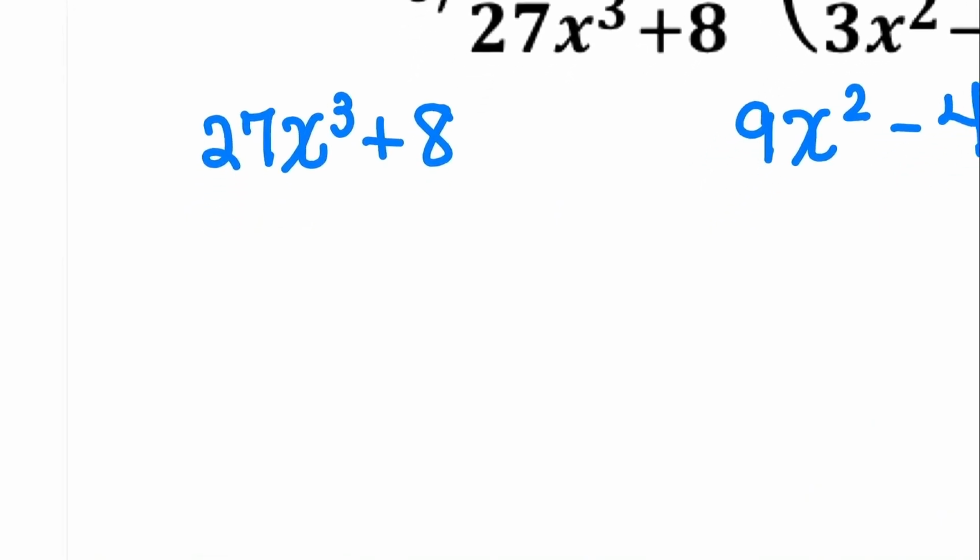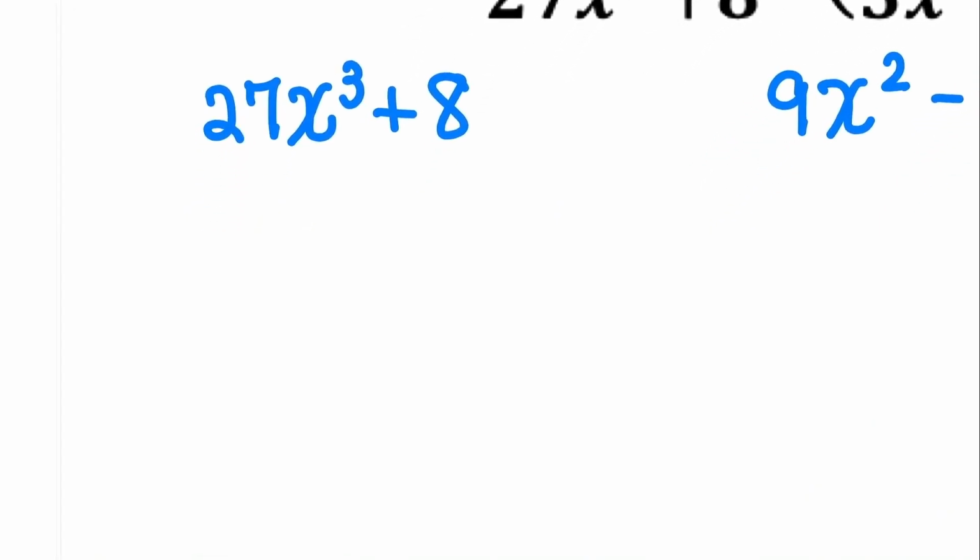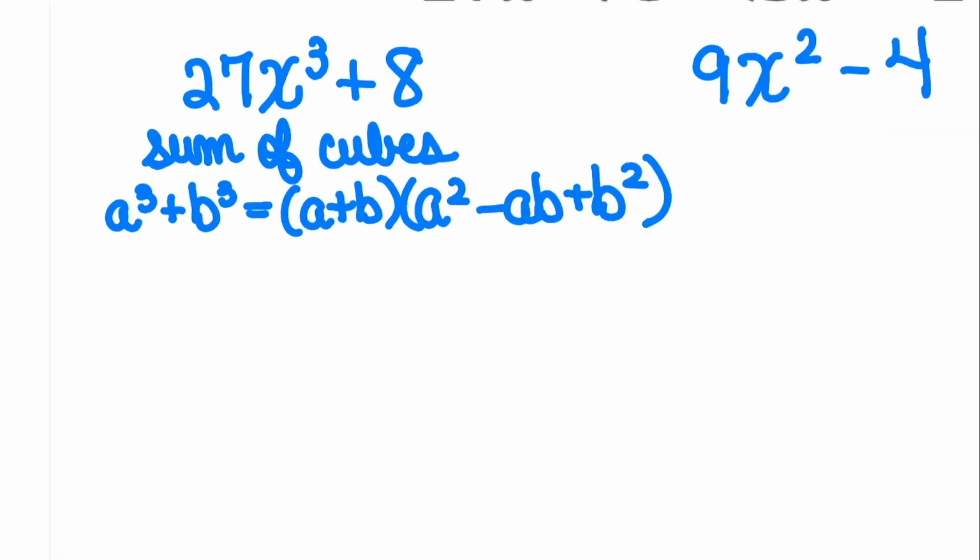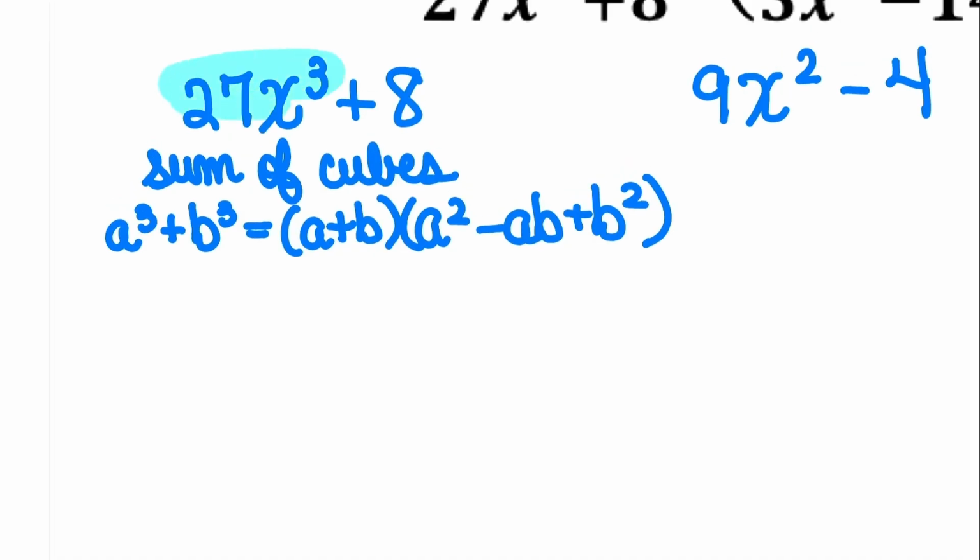We have 27x cubed plus 8. This is called a sum of cubes, and there's a specific formula for it. So this is the formula. Now, before you think that this is going to be something extremely difficult, it's not really. Okay, I'm going to explain it to you, and I hope that this is going to help you. 27x cubed is in the same position as our a cubed. So what we can do is say a cubed equals 27x cubed. And what we want to do is solve for a.